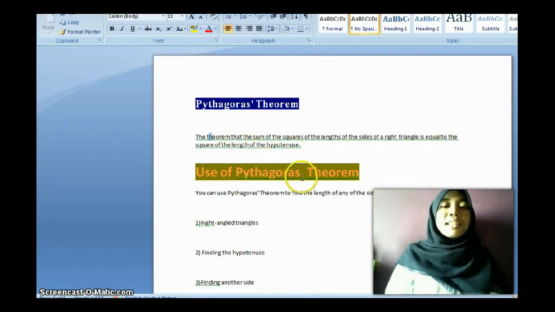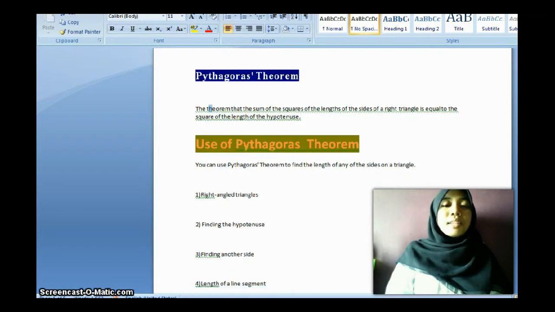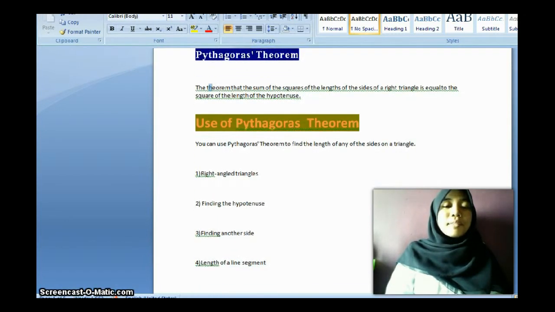Use of Pythagoras theorem. We can use Pythagoras theorem to find the length of any of the sides on a triangle. First, we can determine right angle triangle. Second, we can find the hypotenuse. Third, we can find another side. Also, we can determine length of a line segment.